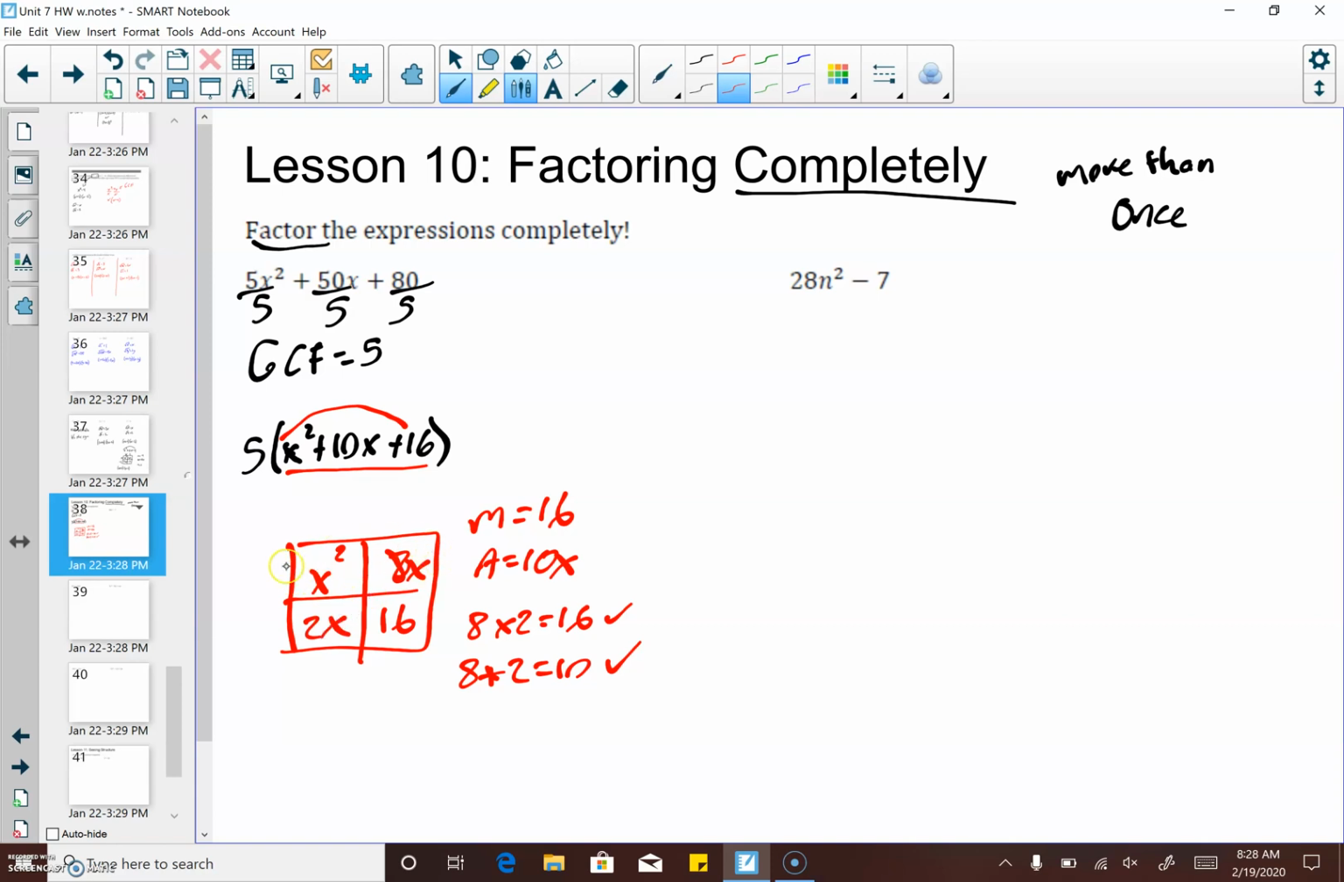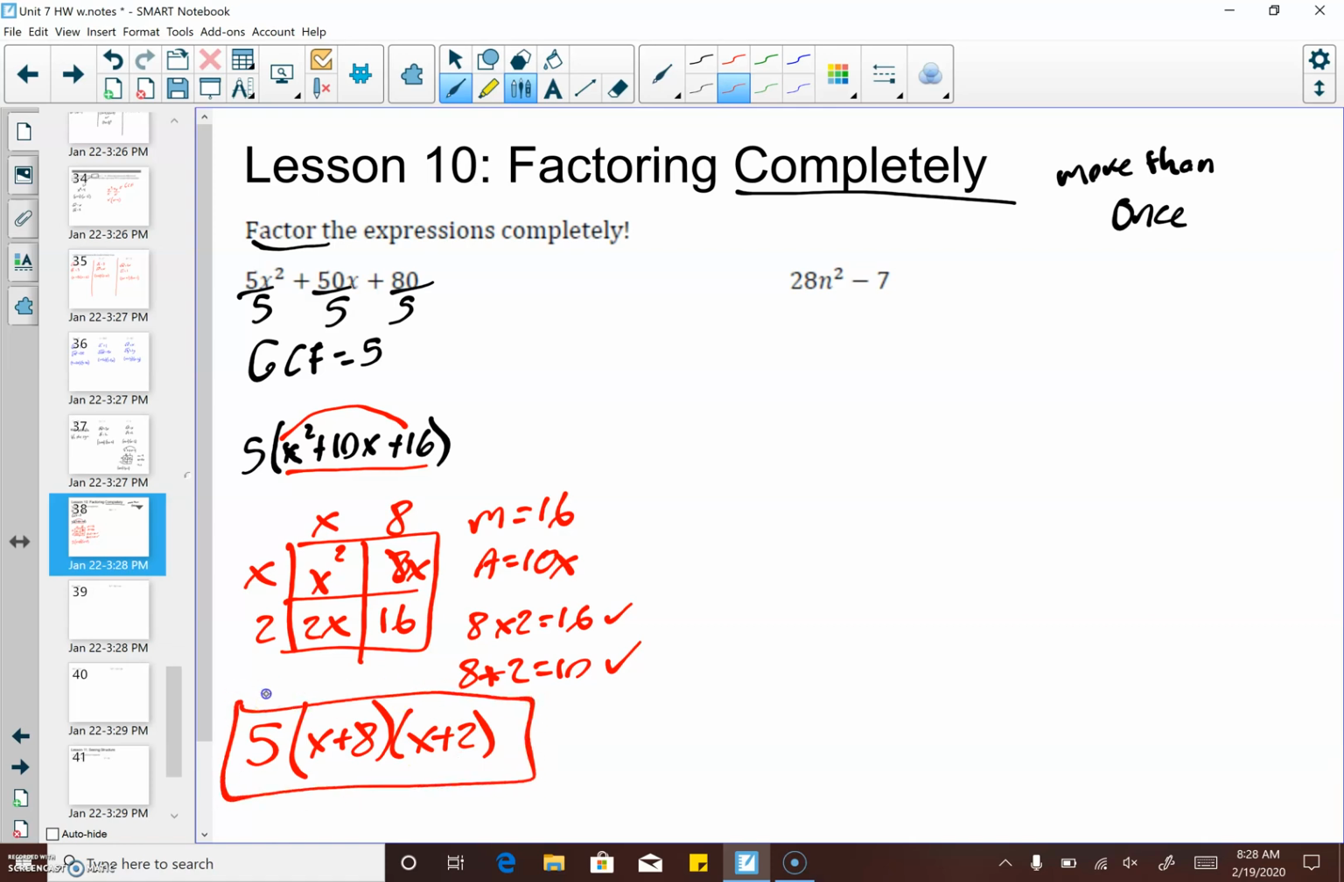So we GCF our top row, we get an x. x times x is x squared, x times 8 is 8x, x times 2 is 2x, and 8 times 2 is 16. Now here's where you've got to be careful at the end. You have to bring down your GCF, which is the 5, along with your 2 parentheses. So your final answer for the whole problem is 5, parentheses x plus 8, x plus 2. So you want to make sure that you are taking your GCF down with you the whole way, even though it's really not included in the second factoring.